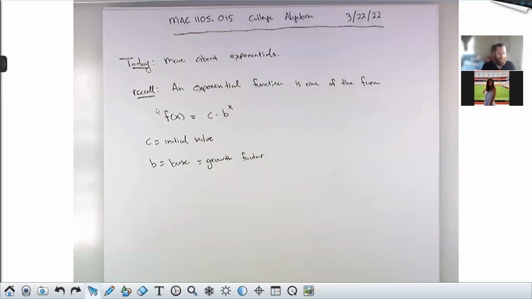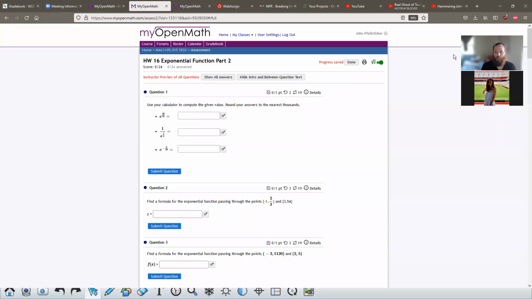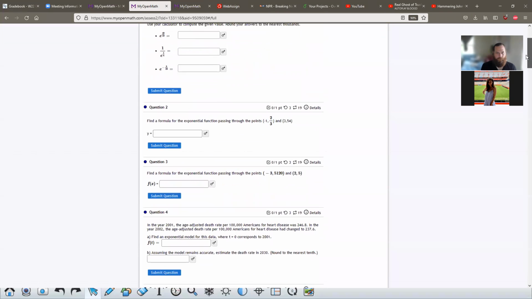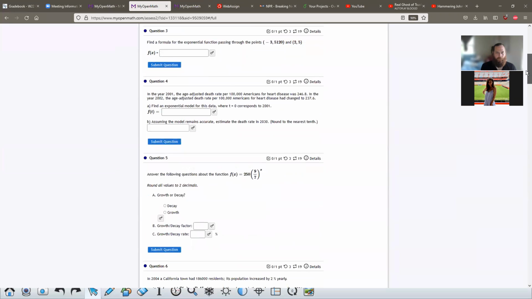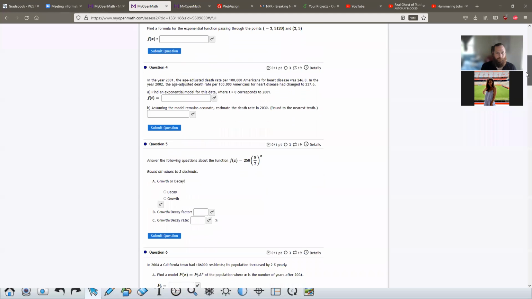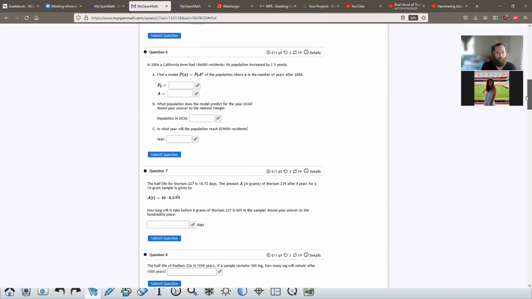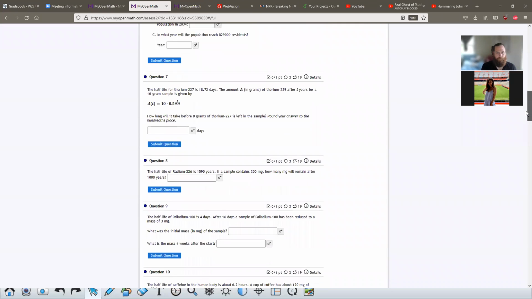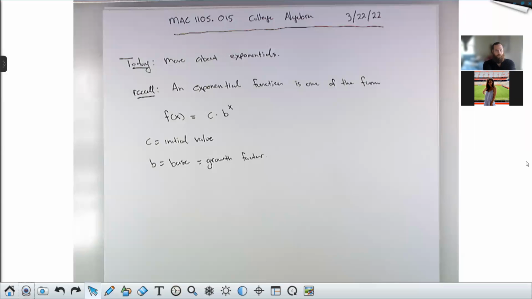Now I'm going to introduce a few special formulas here that can help you solve particular problems relating to exponential functions. Take a quick scan here and see if anything has changed in the MyOpenMath. I don't think it has, but we'll just go in and solve a handful of these problems. Okay.